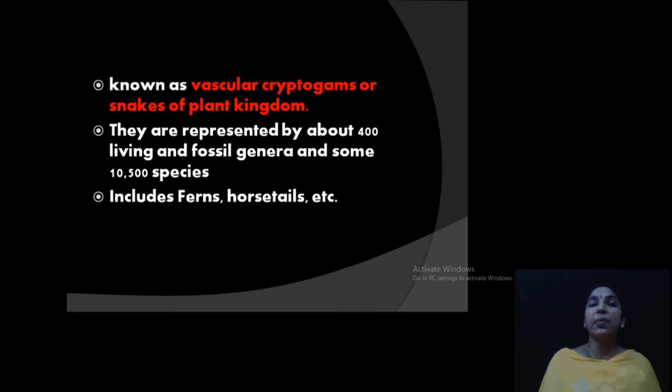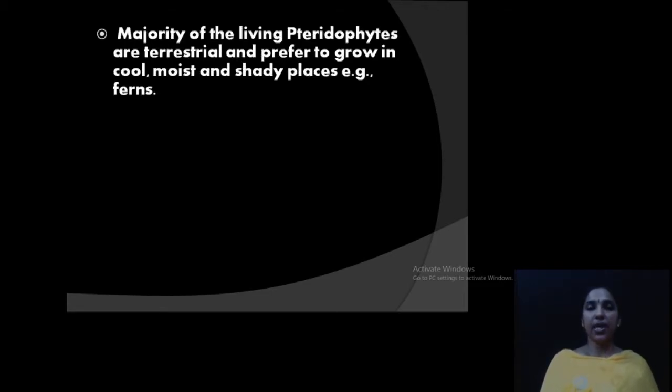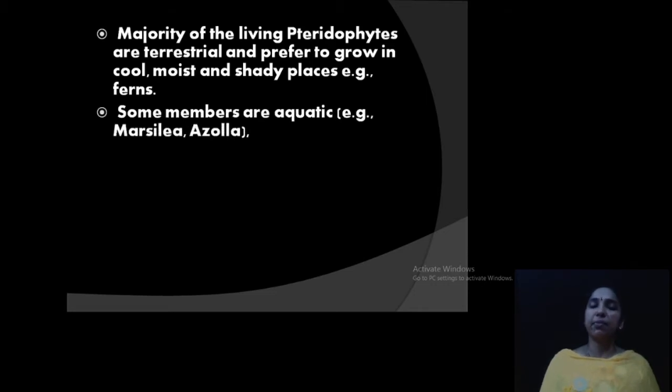They are represented by about 400 living and fossil genera, with 10,000 and more species. It includes ferns and horsetails. I already told you, horsetail is known as Equisetum. Most of the pteridophytes prefer terrestrial habitats, but some are aquatic. Examples of aquatic ones are Marsilea and Azolla. Azolla you may have heard about. Azolla is economically important. It's a good fodder used to feed cows and cattle.